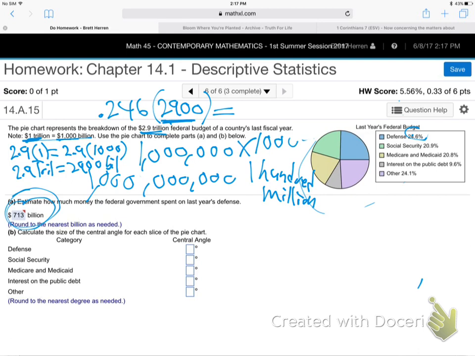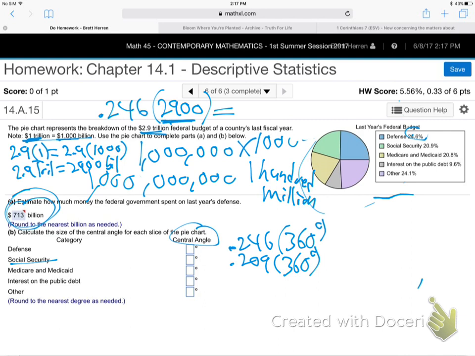The other ones, you just do the angles, so it's 360. So you just take 0.246 times 360 for the first one. Then Social Security, what is it up there? 0.209. 0.209 times 360, and on you go. And you'll get the angles here. Does that make sense? For the angles, it's just times 360. So the trillion billion thing was a little confusing on that.